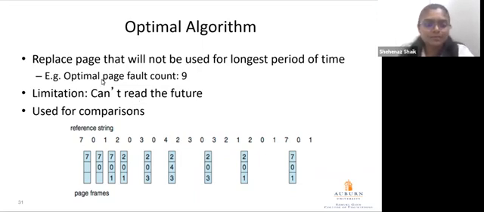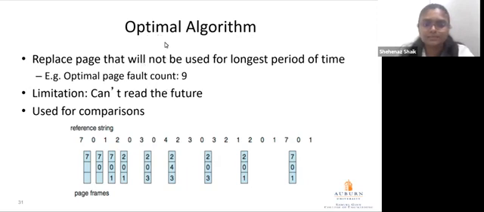So based on that particular idea, we can say that this approach results in the optimal number of page faults, or the least number of page faults possible for a given string of references, or a sequence of references, and a given number of memory frames for a given process.